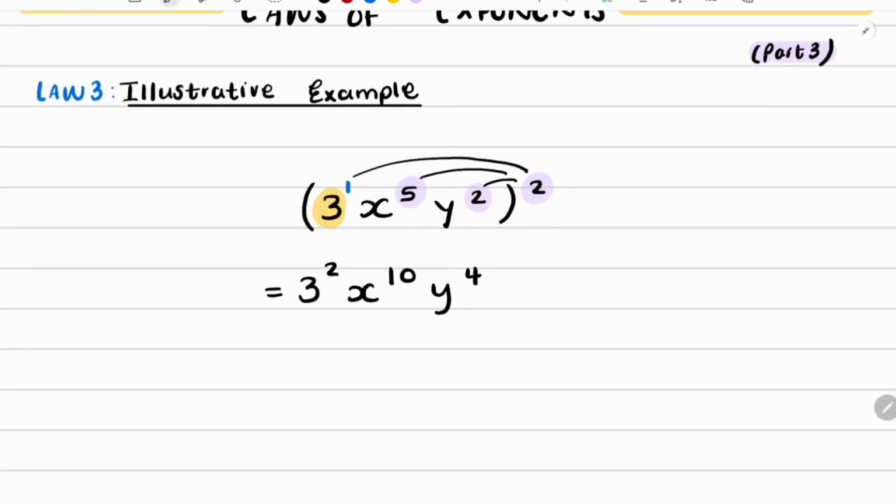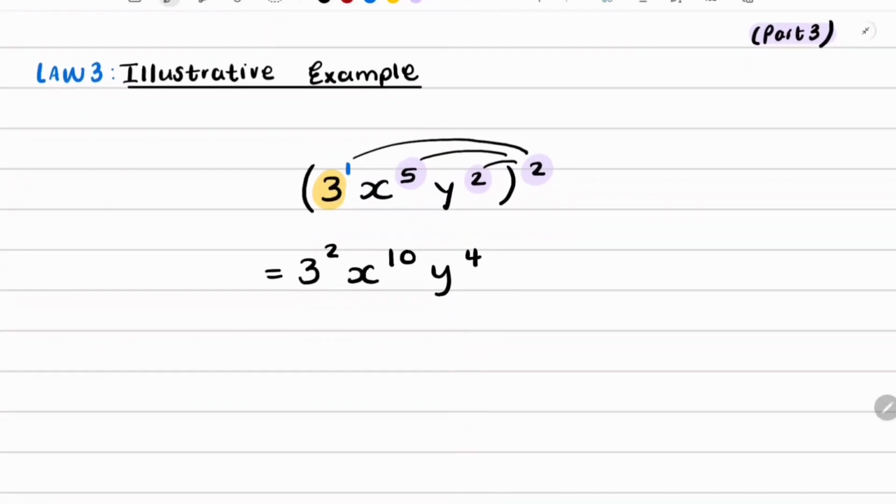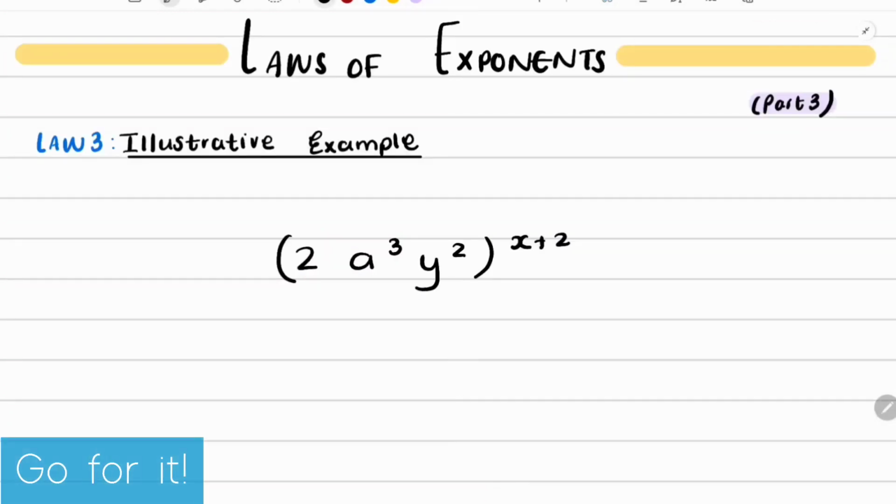Then look at this expression. Can you simplify this any further? Yes, we can. We can simplify this by saying 3 squared, that actually has a numerical value, which is 9. So 9, x to the power of 10, y to the power of 4. And that would be our answer. And here is another example.